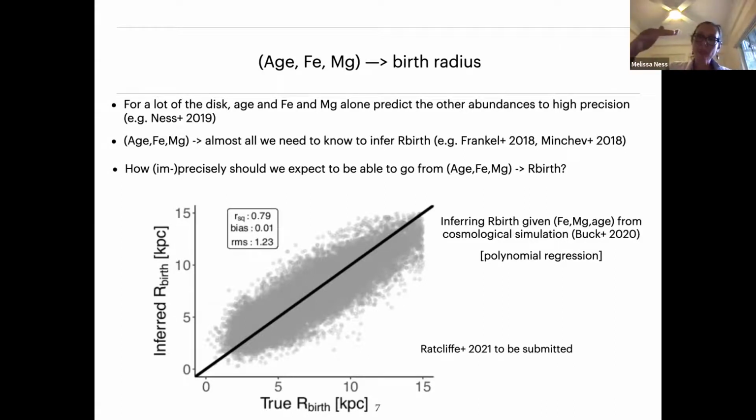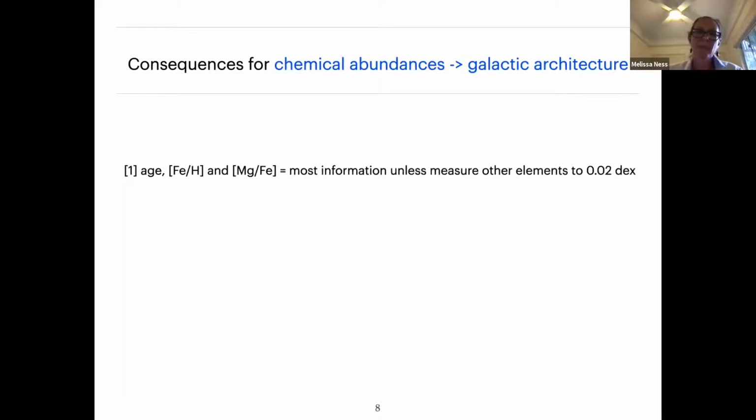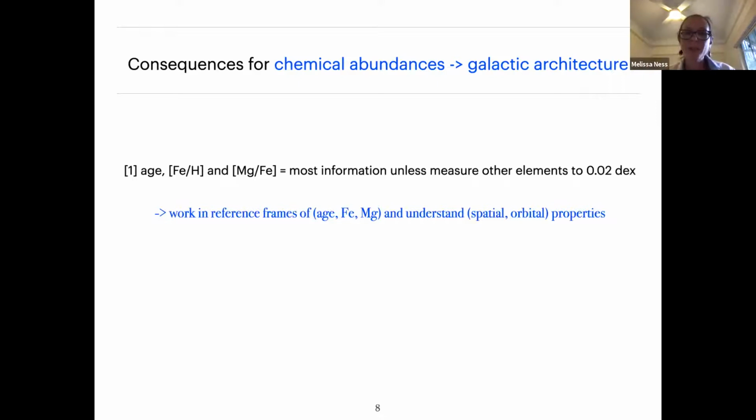The x-axis shows their true birth radius, the y-axis our inference, and we find that we can infer birth radius to a precision of around 1 kiloparsec in this simulation. Okay, so age, iron, magnesium give us birth radius we expect to some precision. So what are the consequences for this idea of going from chemical abundances to galactic architecture? Well, age, iron, and magnesium contain most of the information unless we measure other elements to a precision of around 0.02 dex.